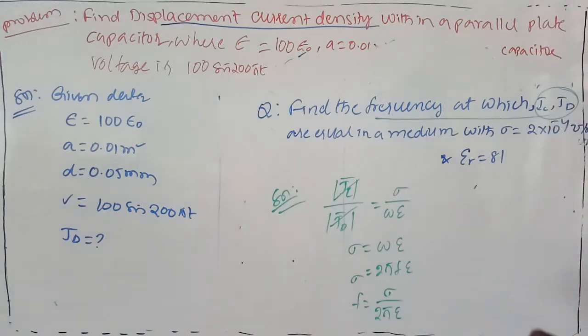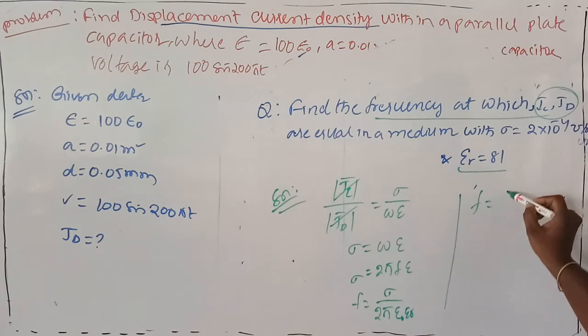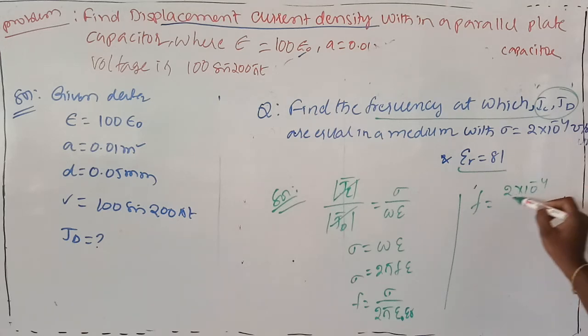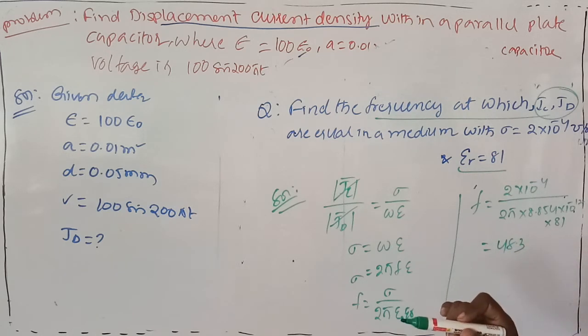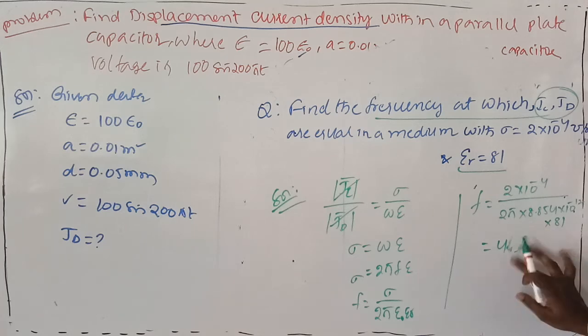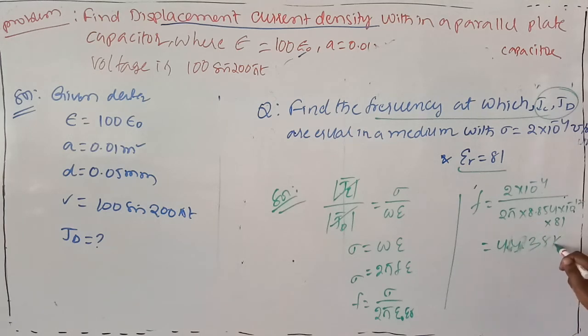Where epsilon is equal to epsilon naught into epsilon r. Why? Because the relative permittivity is given. So from this data, f is equal to sigma, which is 2 into 10 to the power of minus 4, divided by 2 pi epsilon naught, which you already know is 8.84 into 10 to the power of minus 12, and epsilon r. If you calculate it, you will get 44.38 kilohertz. This is your answer.